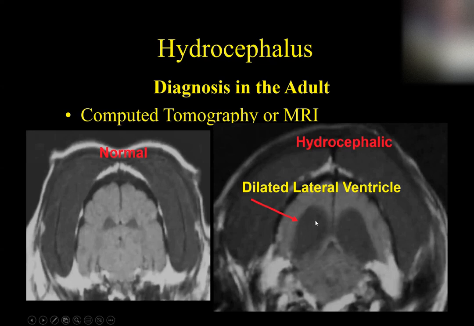This is a dog that has hydrocephalus. So now we have the lateral ventricles on each side severely dilated with fluid, this black kind of gray fluid stuff.